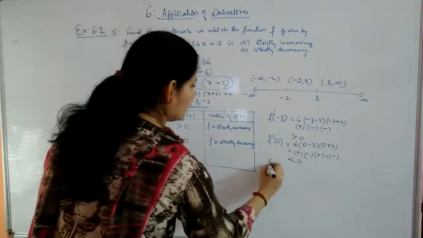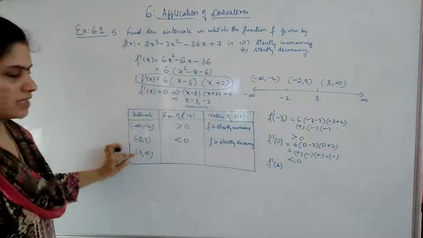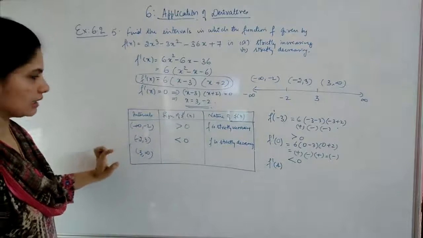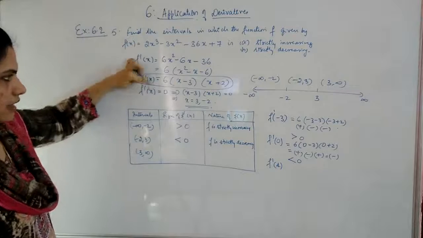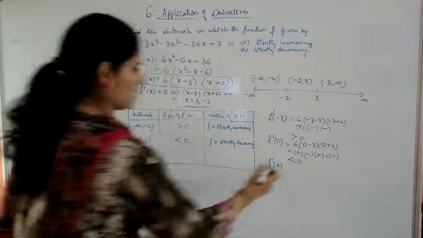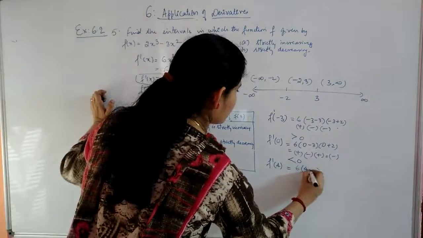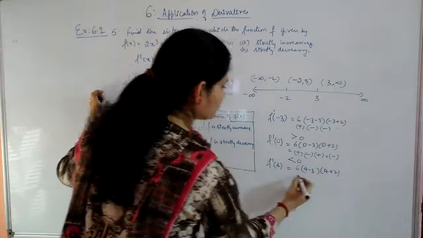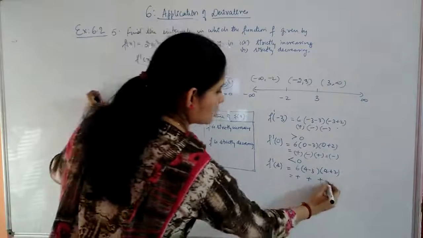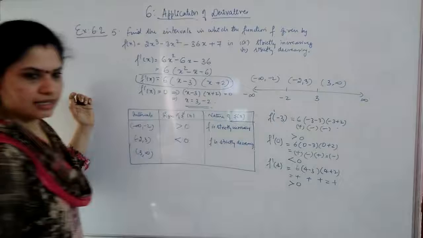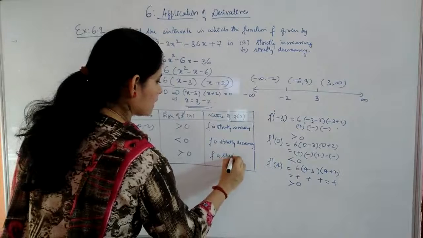Now take any value in between 3 and infinity. Suppose 4. You should not take 3. Okay, it is an open interval. That means 3 is not included in the interval. Again, -2 you should not check. You will get only 0 there. If you are taking the derivative, the value will be 0 only. You will not get any sign change. So f dash of 4 I am taking. This is 6 into (4 - 3) into (4 + 2). 4 - 3 is positive, 4 + 2 is positive. That means the total is positive, that is, greater than 0. Therefore, here you will write greater than 0. That is, the function is strictly increasing.